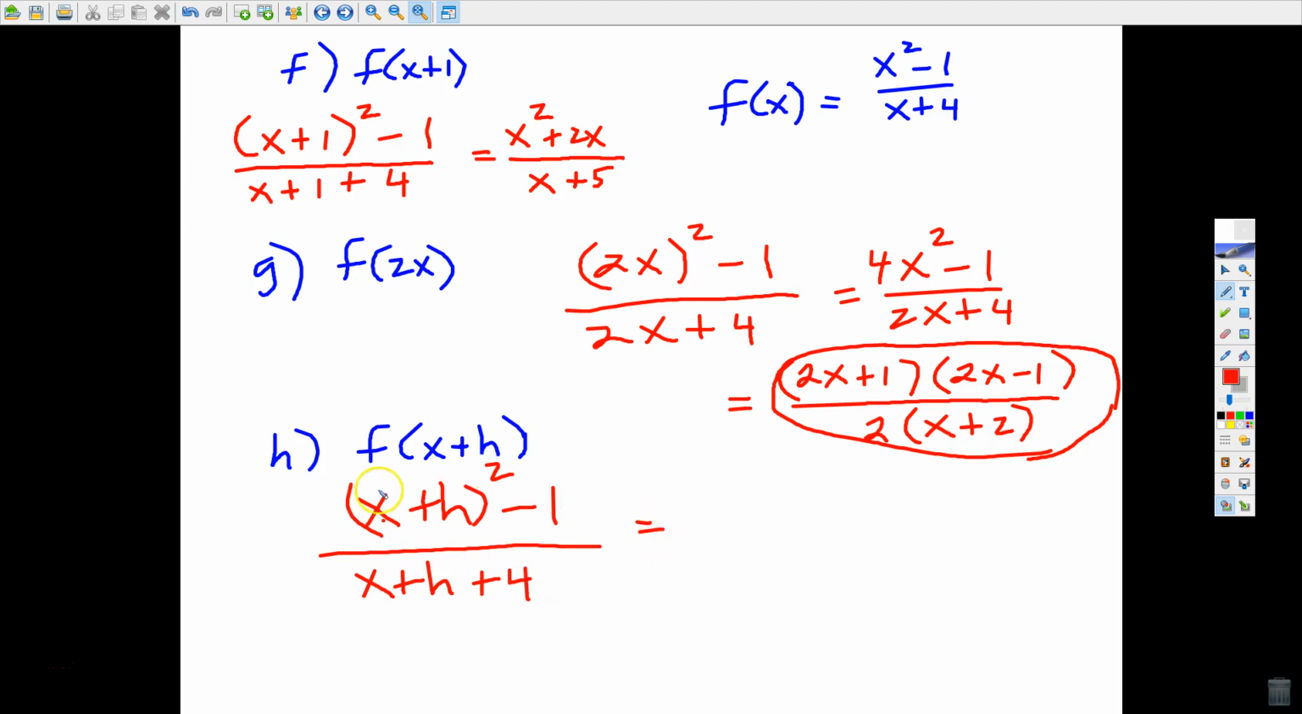All right, real fast. What's this squared again? No, x squared plus 2xh plus h squared. All right, good. Over x plus h plus 4. And nothing can be simplified from that point, no like terms, so we're good.